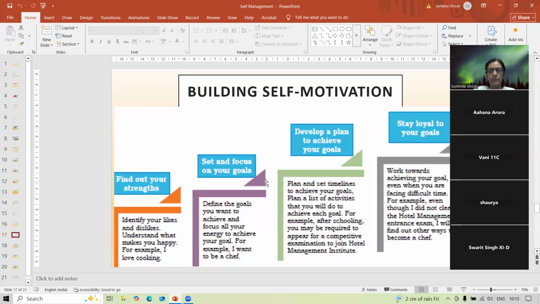If you don't have self motivation and feel that you need to work on it, then how do you build it? Okay, these are the steps. Find out your strengths, identify your likes, dislikes, your weaknesses where you should work on, your fears. It's very important that you work on your fears.